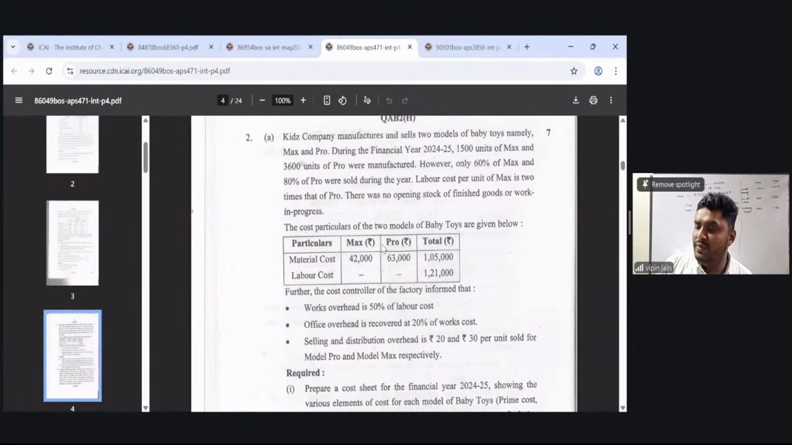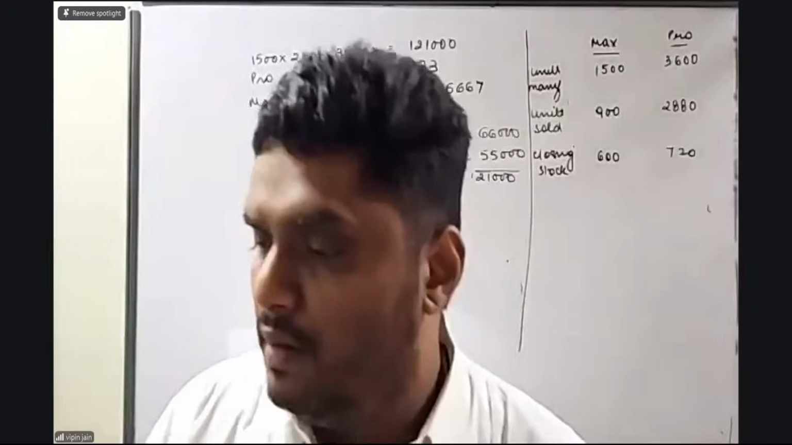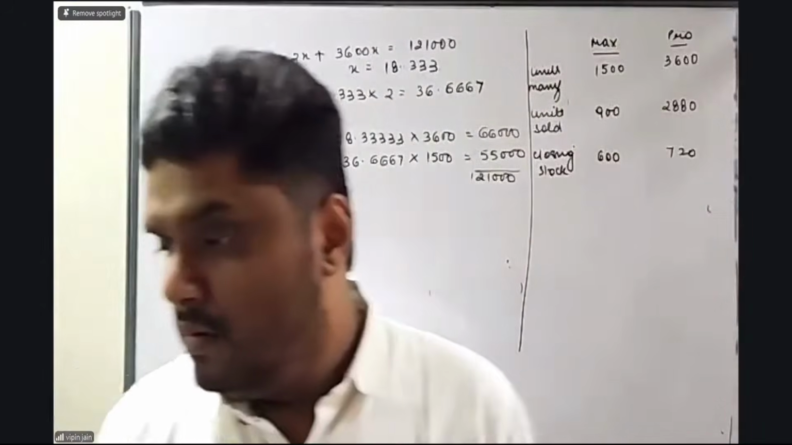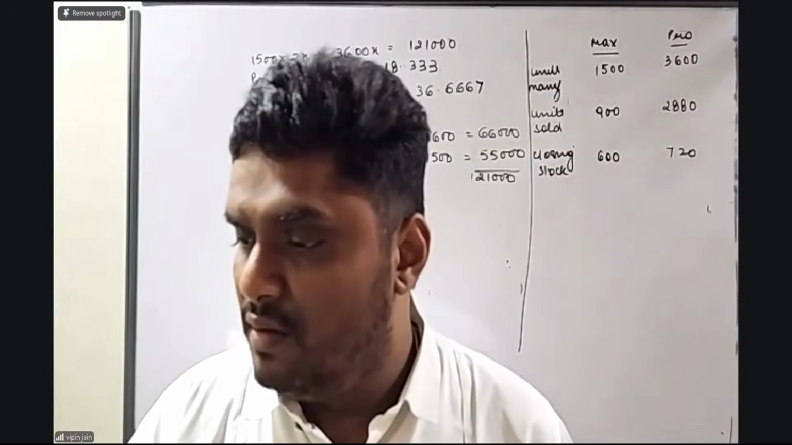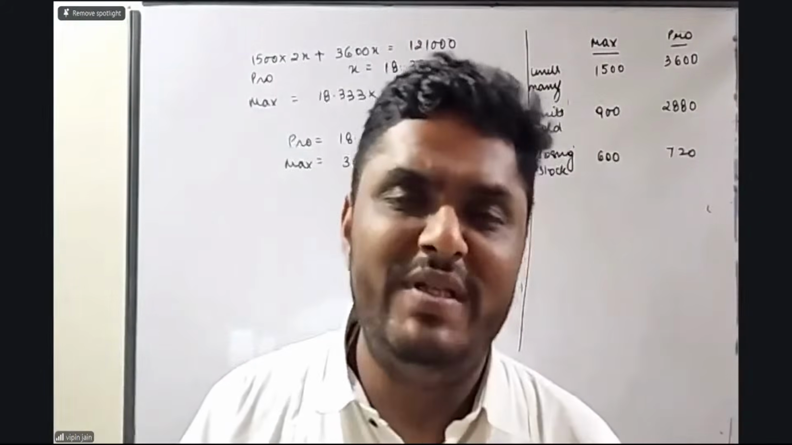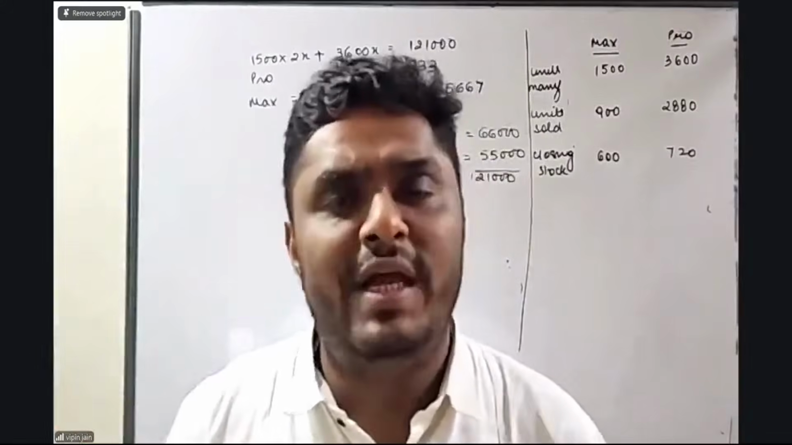So anyone else with any doubts or queries? This is the question. You can take the screenshot also. So I hope the question was easy. No, there was no twist, nothing. It was per unit. That was the key.